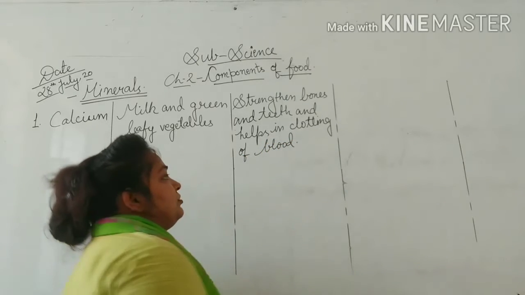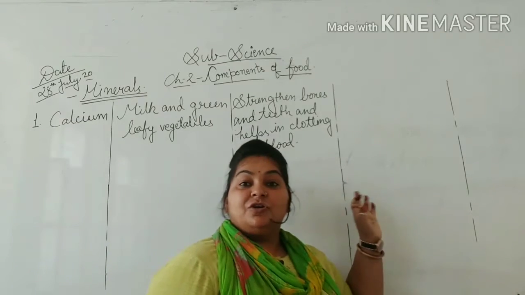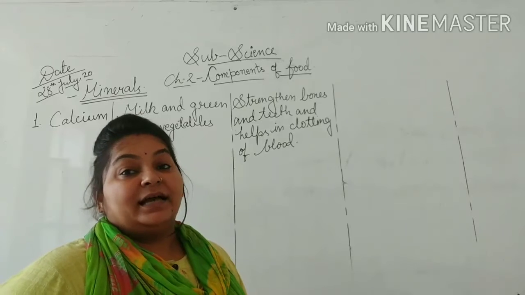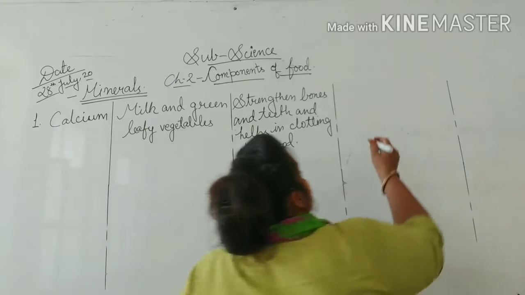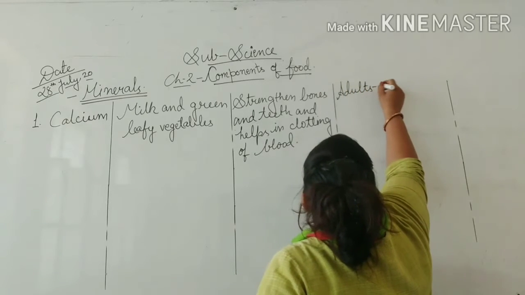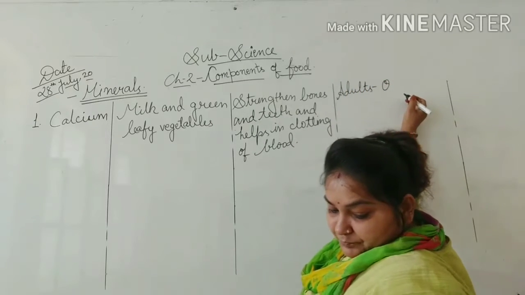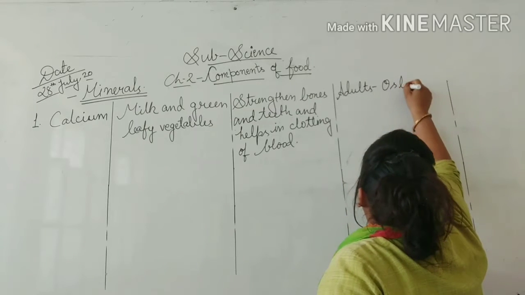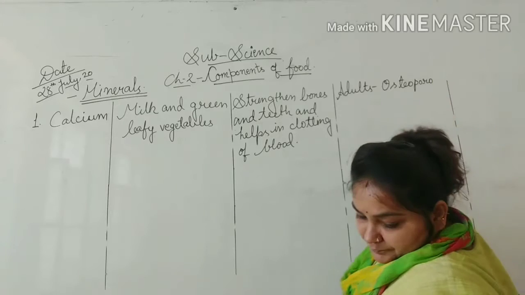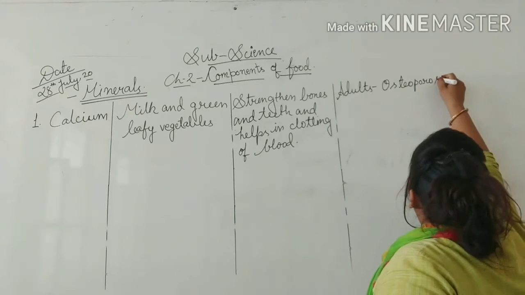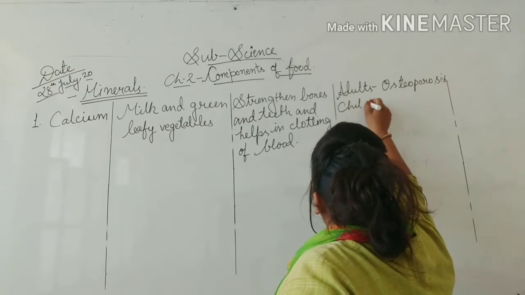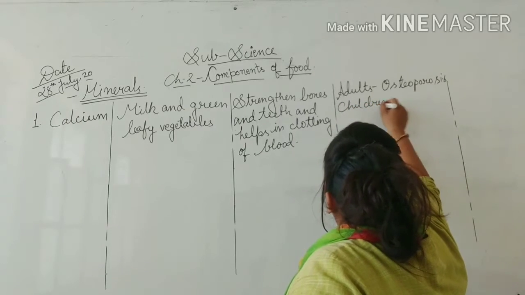What is the disease caused due to the deficiency of calcium? Osteoporosis in adults and rickets in children. So in adults, what disease is caused? Osteoporosis, and in children it's rickets.